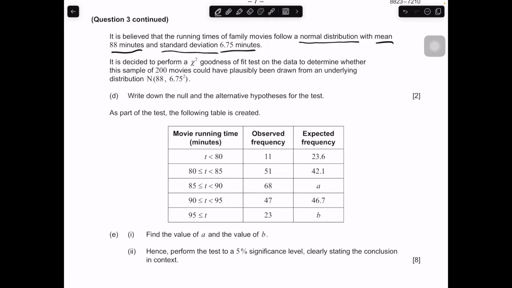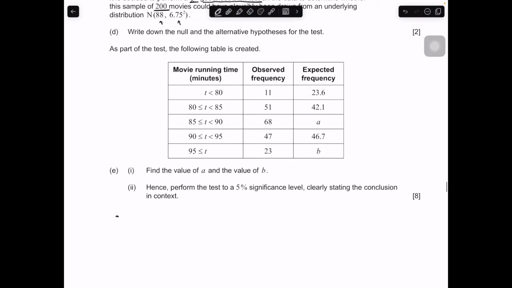It's decided to perform a chi-squared goodness of fit test on the data to determine whether the sample of 200 movies could have plausibly been drawn from an underlying distribution. That is to say, can this sample of movies that we've gathered together be modeled by a normal distribution where we have a mean of 88 and a standard deviation of 6.75? And that's the question. So part D asks us to write down the null and the alternative hypothesis. So let's go part D.